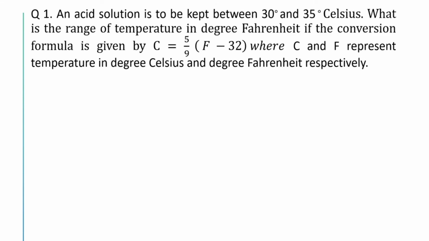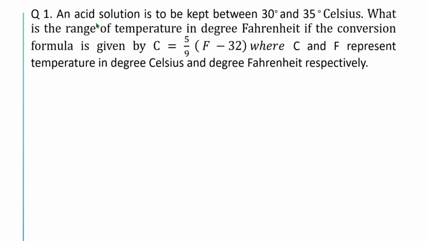Now we will solve some more word problems in inequality. These problems I have taken from class 11 NCERT mathematics textbook from the chapter linear inequalities. So the first question, it says an acid solution is to be kept between 30 degrees and 35 degrees Celsius. What is the range of temperature in degree Fahrenheit if the conversion formula is given by C is equal to 5 by 9 into F minus 32, where C and F represent temperature in degrees Celsius and degree Fahrenheit respectively.